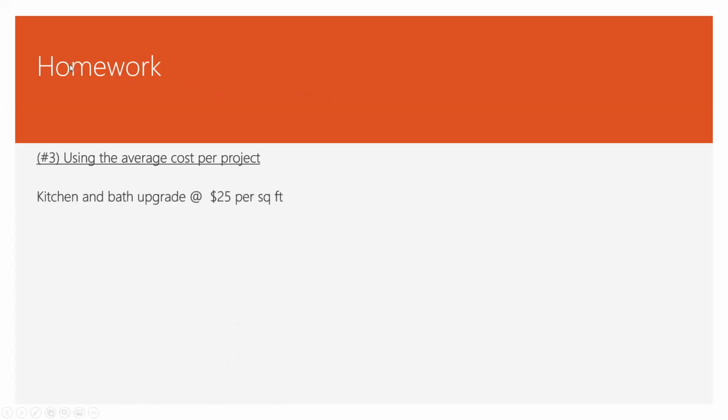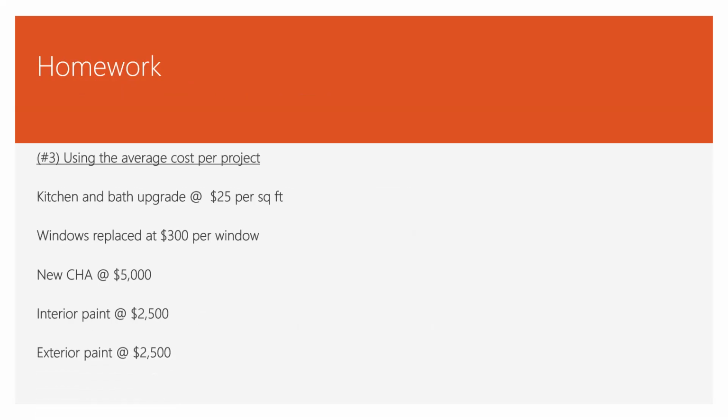And then the third one, using the average cost per project, I want you to figure the following. We're going to upgrade the bath and the kitchen at $25 a square foot. We're going to replace the windows at $300 a window. We're going to put in new central heat and air for $5,000. We're going to paint the interior for $2,500. We're going to paint the exterior for $2,500. And we're going to do the laminate floors at $5 a square foot. That's all in. That's going to be labor and material.